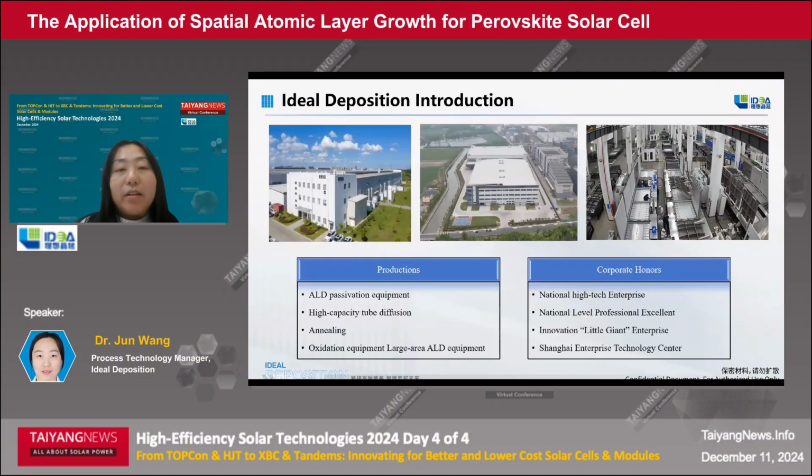Ideal was founded in 2013 in Shanghai, and it mainly produces vapor equipment for solar cells, such as ALD equipment, high capacity tube diffusion, annealing, and oxidation equipment. The production capacity has reached 400 ALD units per year.